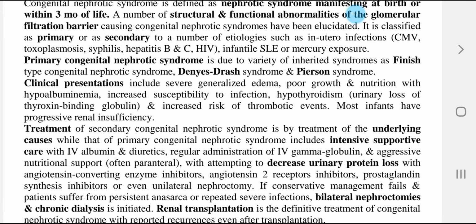Treatment of secondary congenital nephrotic syndrome is by treatment of the underlying cause, while that of primary congenital nephrotic syndrome includes intensive supportive care such as IV albumin and diuretics, regular administration of IV gamma globulin, and aggressive nutritional support, which is often parenteral, with attempts to decrease urinary protein loss with angiotensin converting enzyme inhibitors, angiotensin 2 receptor blockers, prostaglandin synthesis inhibitors, or even unilateral nephrectomy.